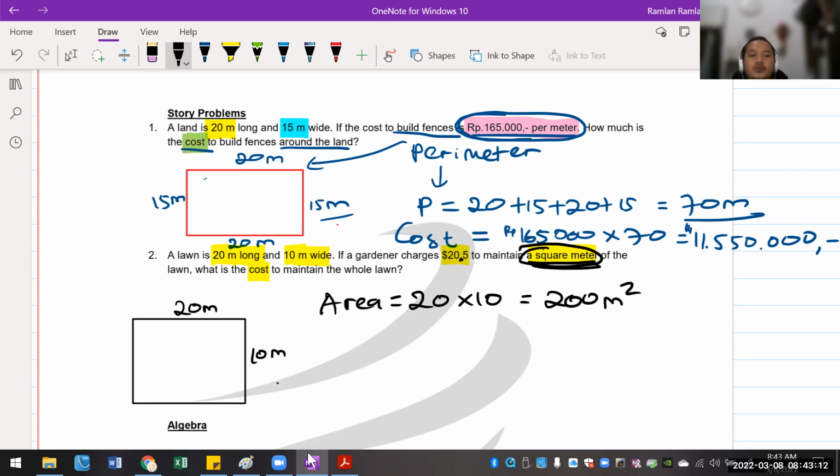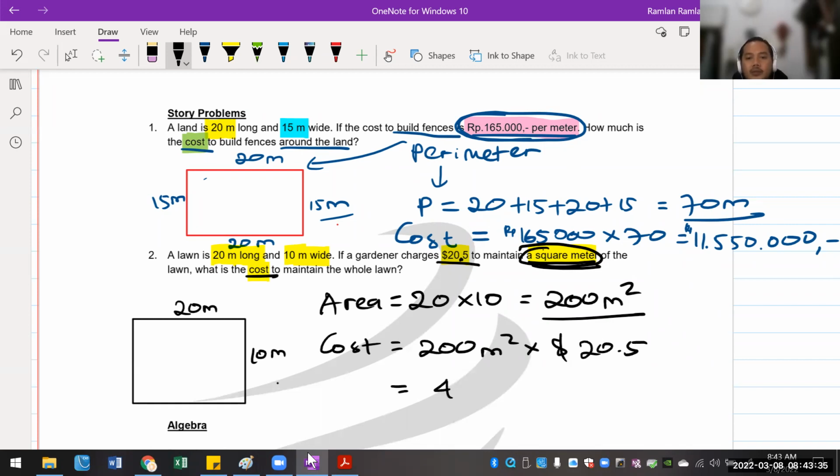Now we're going to go to the main question, which is the cost. Because we know 1 square meter is $20.5, then for 200 meters square we just multiply that with this. So the total cost will be 200 meters square multiplied by $20.5, which is going to be equal to how much? 4,100, is it?